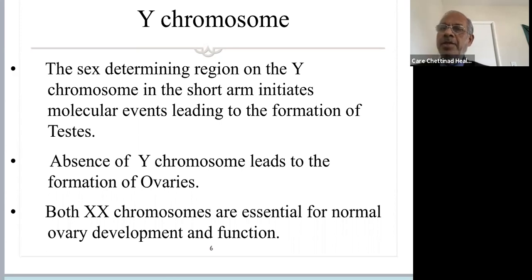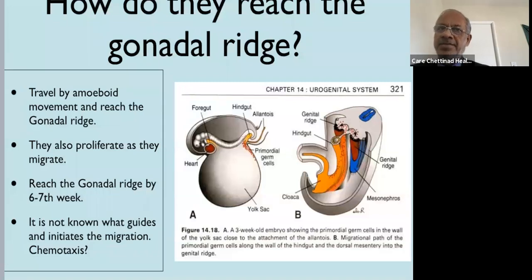As all of you know, the gonocytes are formed in the ventral wall of the yolk sac. They travel by amoeboid movement and reach the gonadal ridge. As they travel, they also proliferate as they keep migrating. They reach the gonadal ridge by 6th to 7th week. It's not clear what guides and initiates the migration of the gonocytes or the primordial germ cells to the gonadal ridge. Is it chemotaxis? That's a point for discussion.